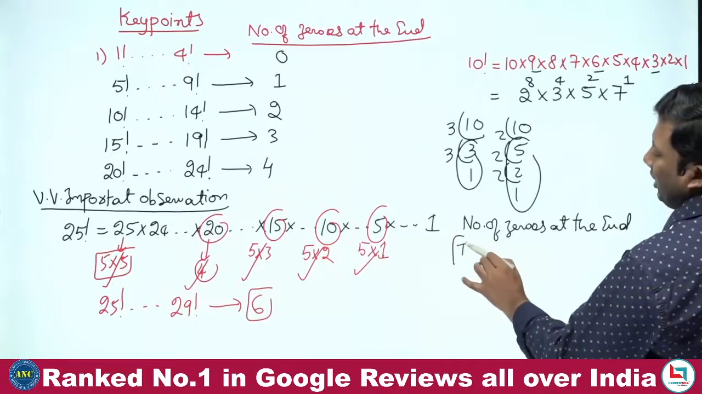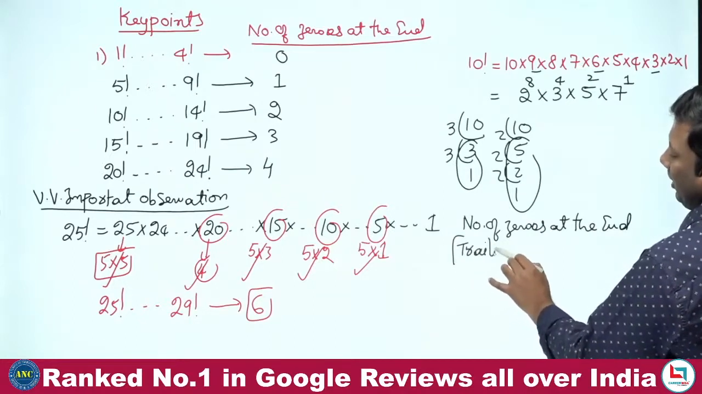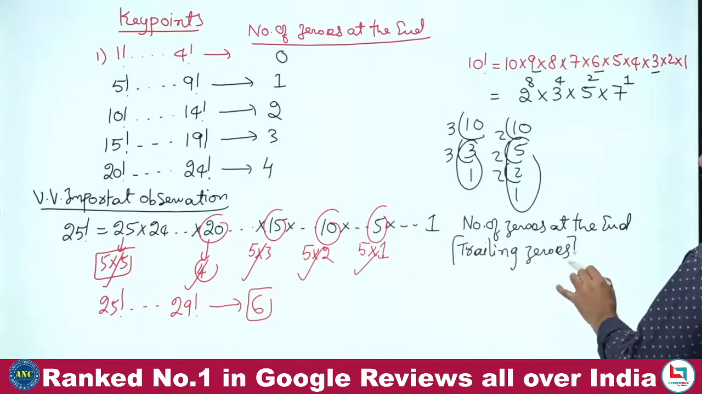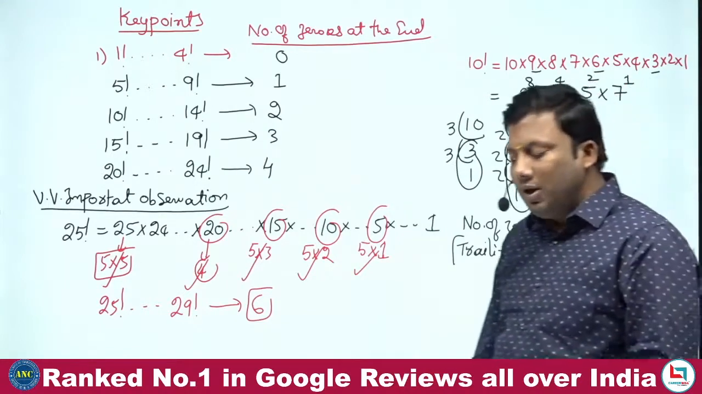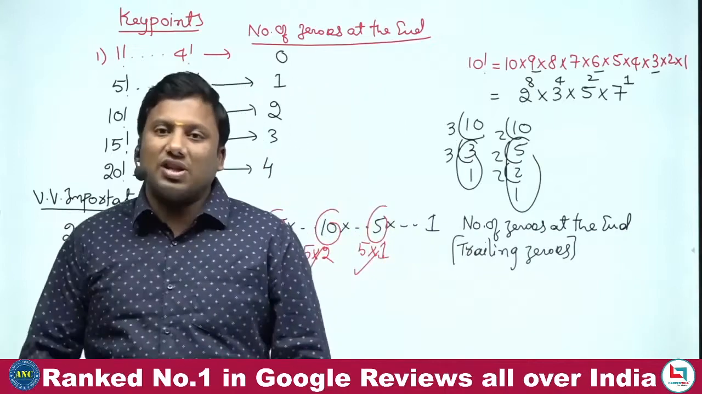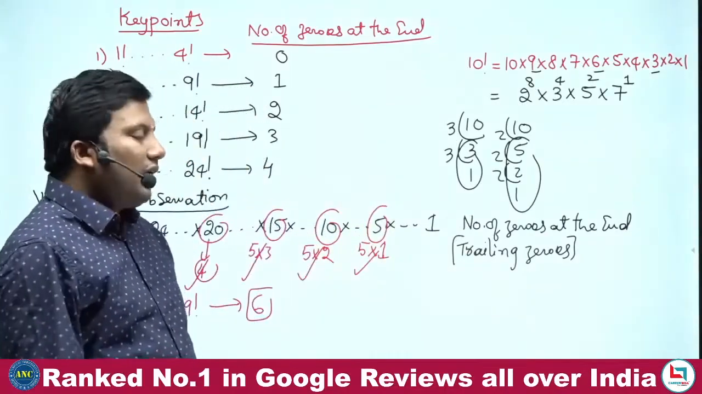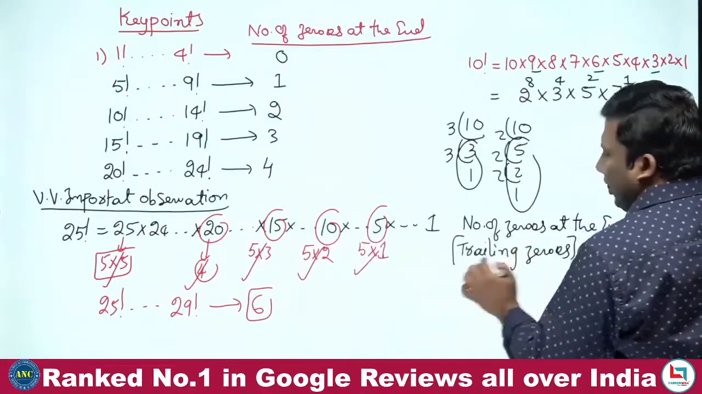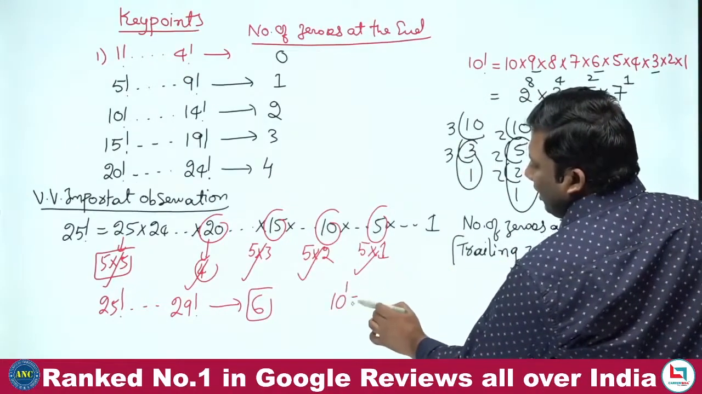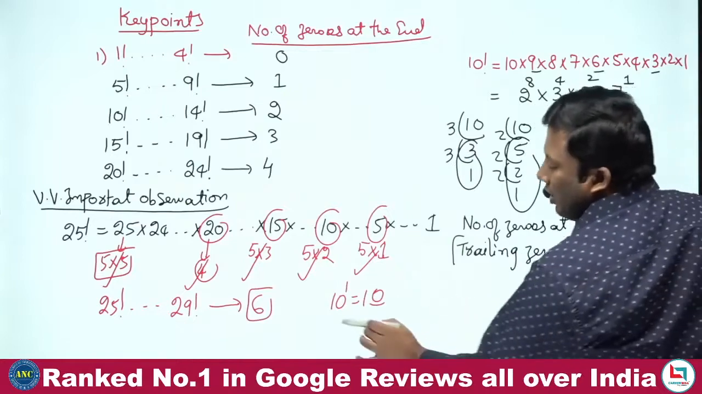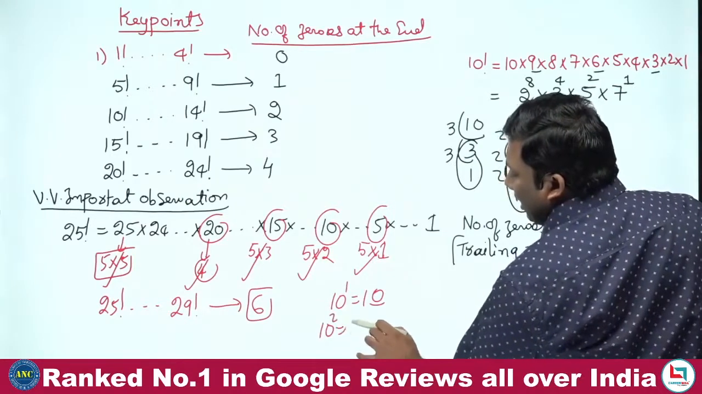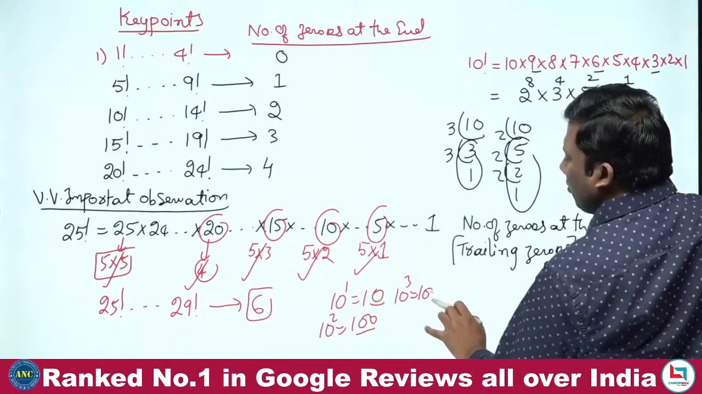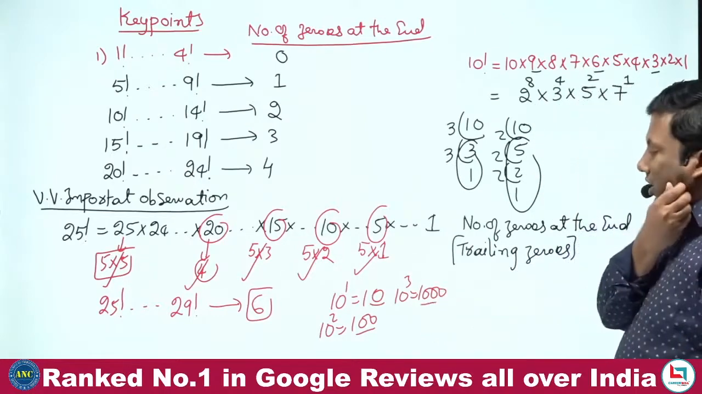Very, very important, sir. The first 10-15 minutes of conversation is extremely important. Number of trailing zeros. What do you mean by trailing zeros? Zeros at the tail of that number, the number of zeros at the end. Now listen carefully. 10 power 1 is 10, which is 1 zero. 10 square is 100, which is 2 zeros. 10 cube is 1000. How many zeros? 3 zeros.